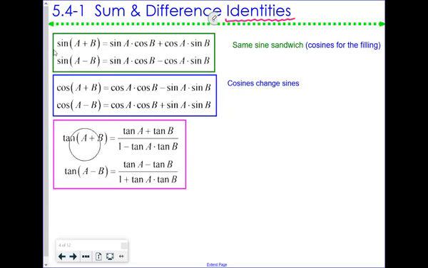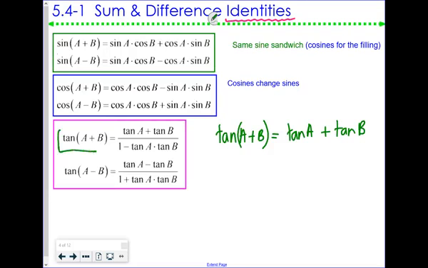The tangents, I haven't got anything for you. Except for, let's just think, wouldn't life be nice if the tangent of A plus B was simply the tangent of A plus the tangent of B? Well, that's not true at all. This equals all of this, not just the numerator. The numerator is just part of it, yeah? But that is how it starts.